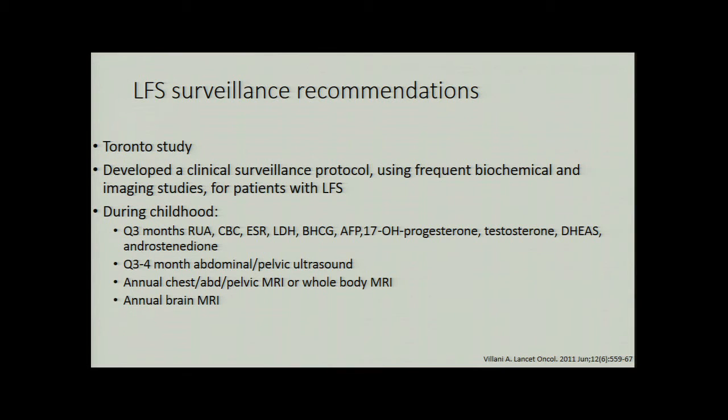In Toronto they do a whole body rapid MRI, or in centers that don't have that available, they recommend doing annual chest, abdomen, pelvis MRIs, and then a dedicated annual brain MRI to look for brain tumors. During adulthood, it's recommended that they also incorporate breast MRI imaging as well as colonoscopies at around 25 years of age or 10 years before the earliest known age of onset of those particular cancers in their family.